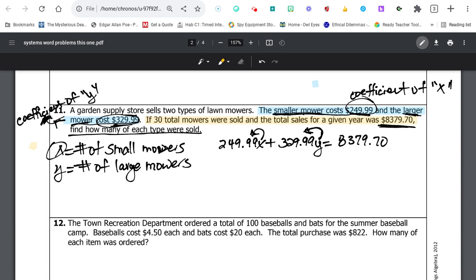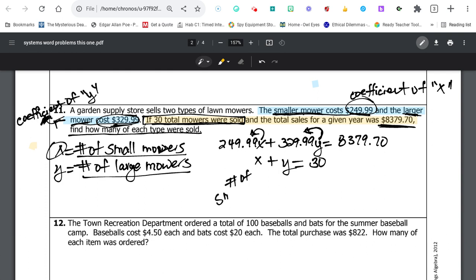Okay. What else do I know? All right, I know that a total of 30 mowers were sold. It didn't tell us how many were large and how many were small. I just know that altogether there were 30 of them. So I know that the number of small mowers plus the number of large mowers, so X plus Y, simply equals 30.